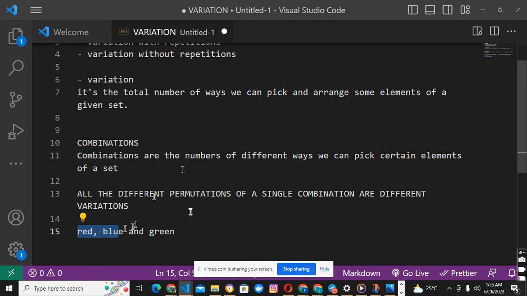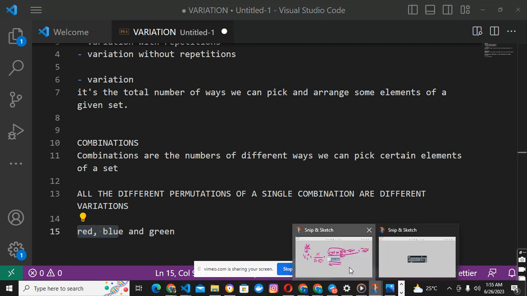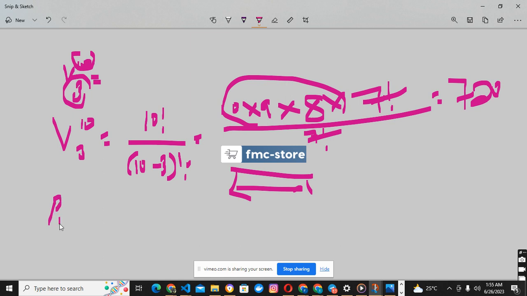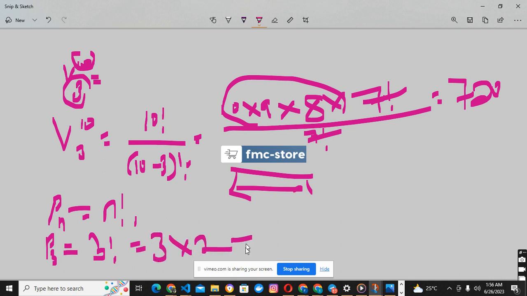Remember that the permutation of n number of elements is what? Let me remind you. Permutation of n elements is n factorial. If you remember, I said something like that. If you can't remember, please go back to the previous video and watch that. So therefore, the permutation for choosing green, blue, red balls is P of 3, which is 3 factorial. And 3 factorial is 3 times 2, which is 6.